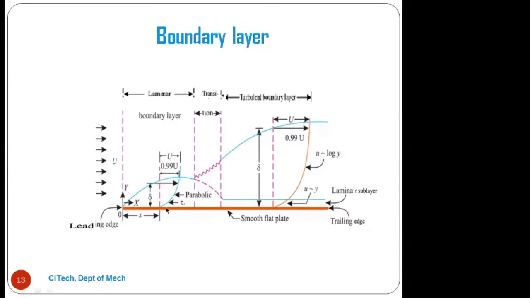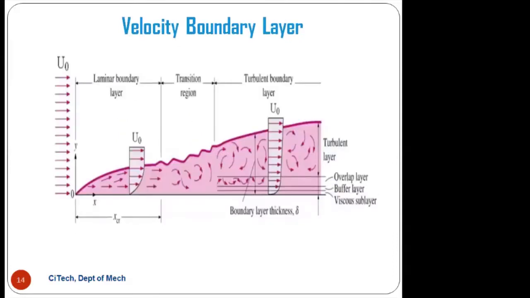So if we go from the plate upward, the velocity goes on increasing up to the boundary layer edge. That is the boundary layer thickness. Do you have any doubt regarding the boundary layer thickness here? No, sir. Then we can go to the velocity boundary layer.